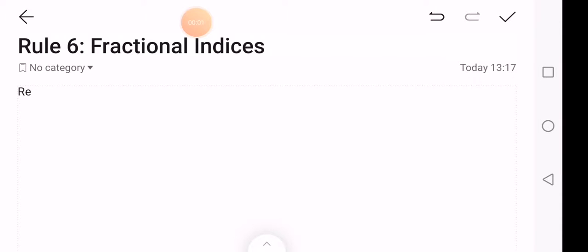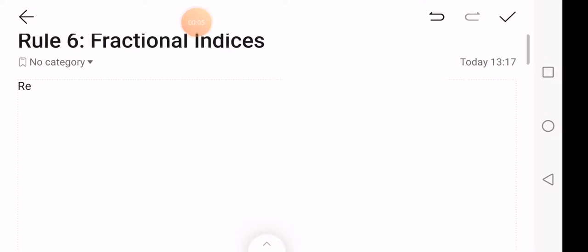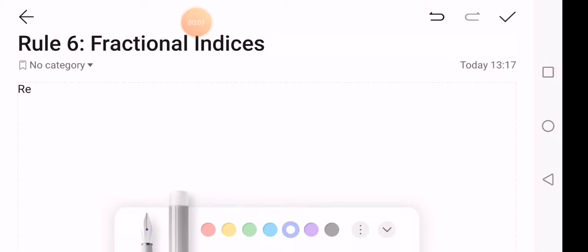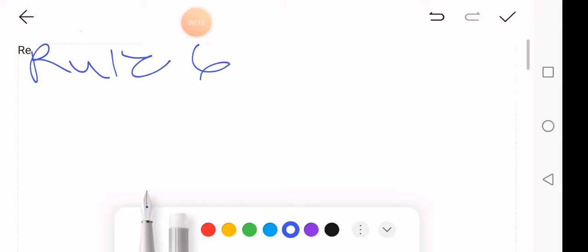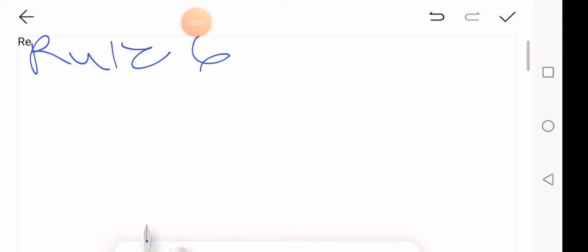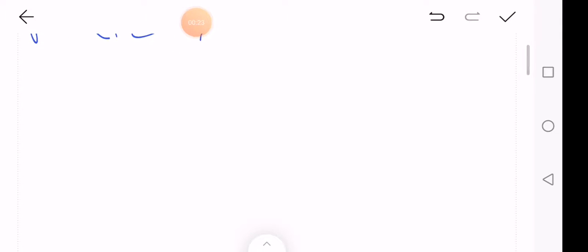Welcome back. Let us look at the sixth rule of indices. Rule 6. So the rule 6, we shall look at fractional indices. So let's see what we can learn from this rule.